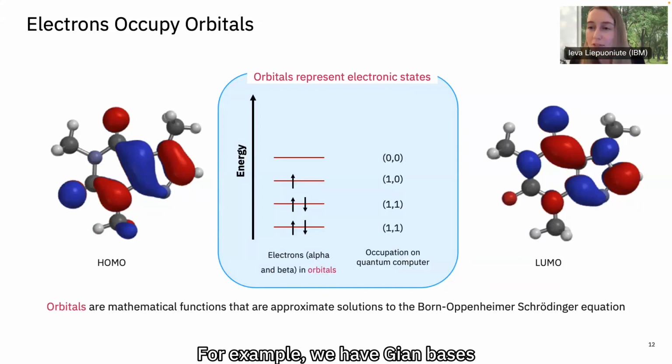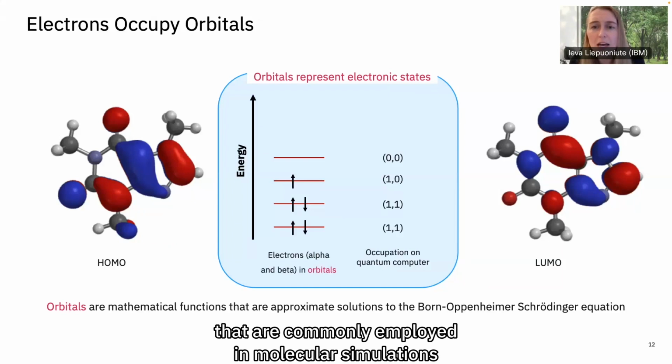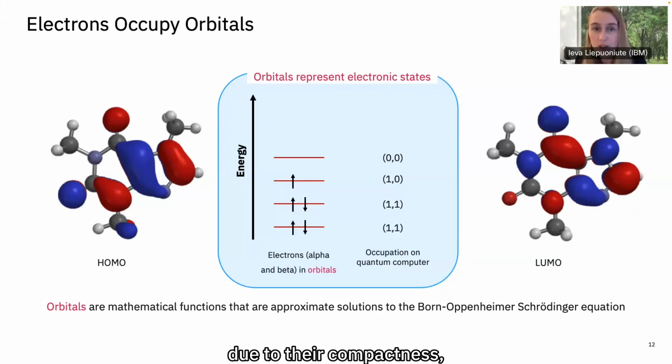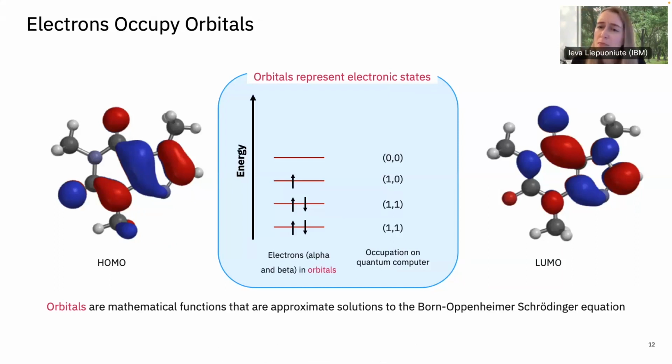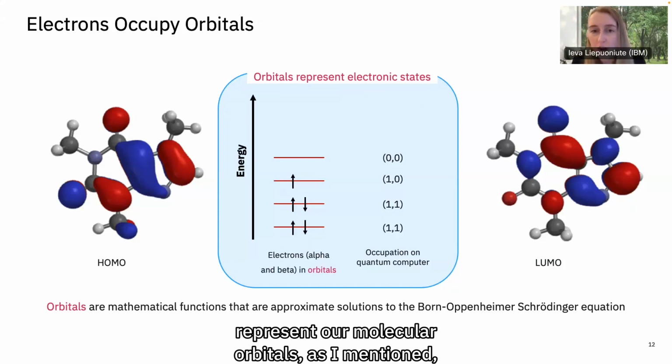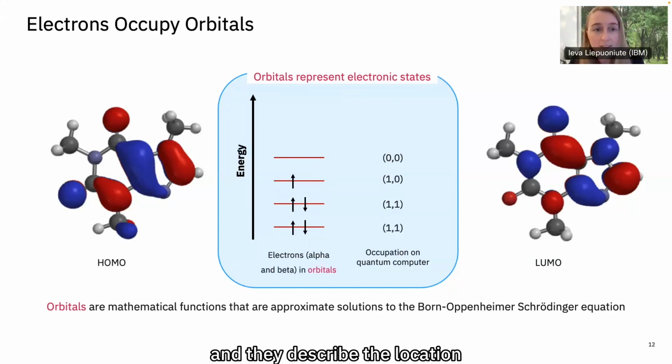For example, we have Gaussian bases that are commonly employed in molecular simulations due to their compactness, while we have plane waves, and they are mostly used in the simulation of crystalline solids, for example, right? So these functions essentially represent our molecular orbitals, as I mentioned, and they describe the location and wave-like behavior of our electrons. In fact, as shown in this picture, each of these individual orbitals can be occupied by 2 electrons, one spin up and one spin down.